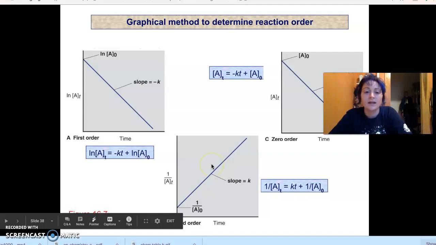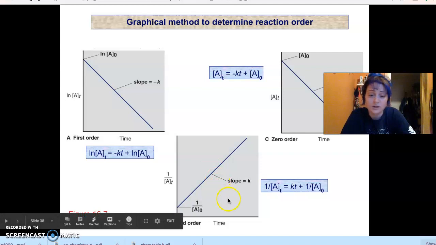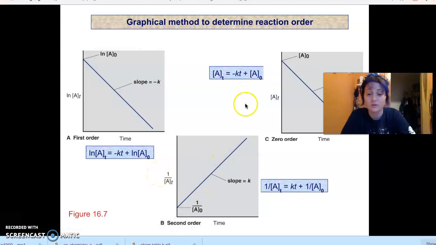All right. And really, the only thing that you need to be able to do is to recognize the order from a plot. So again, you need to know what the variables are for each of these lines. So again, first order, ln's. Second order, reciprocals. Zero order, are the originals. All right, so you really need to get that down.